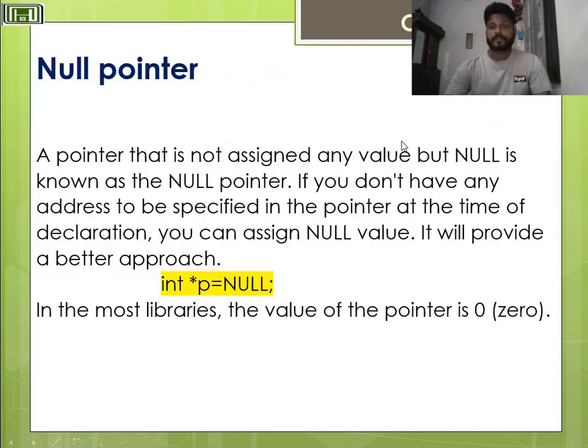Now moving to the null pointer. A pointer that is not assigned any value, but NULL, is known as the null pointer. If you don't have any address to be specified, then you can use the NULL value. Here is an example: int *p = NULL, this indicates that it is not assigned any value. In most libraries, the value of the null pointer is 0.